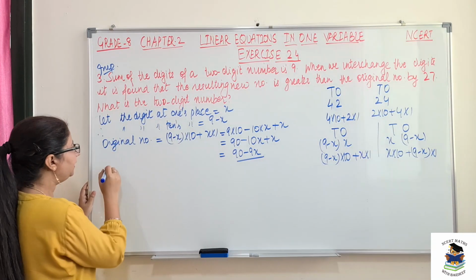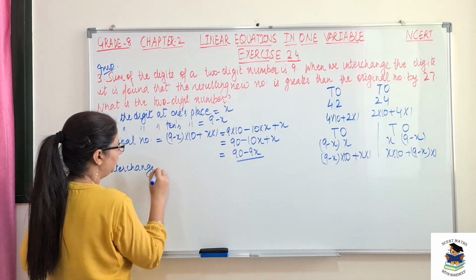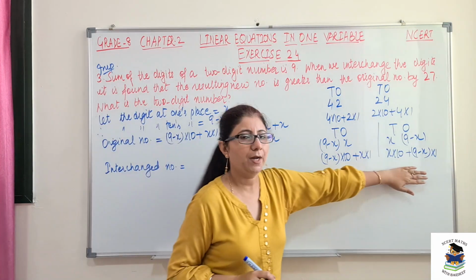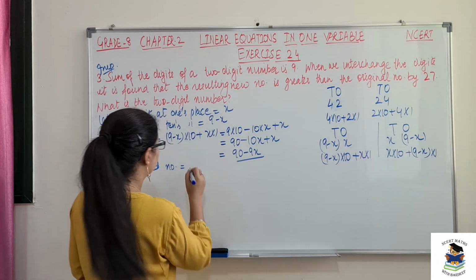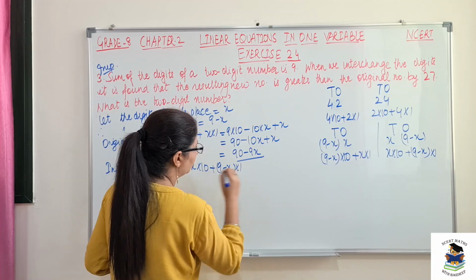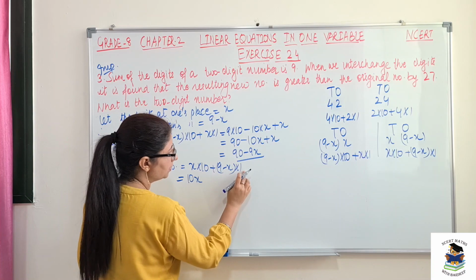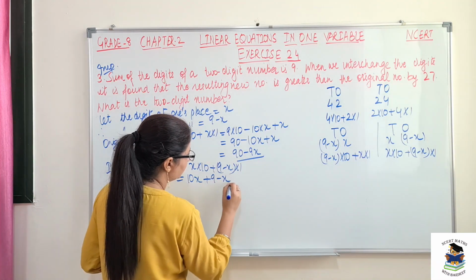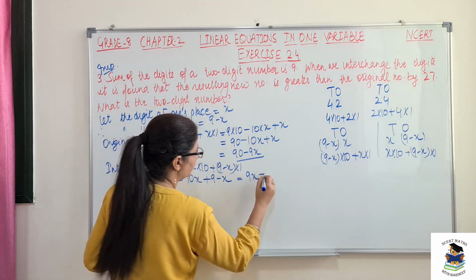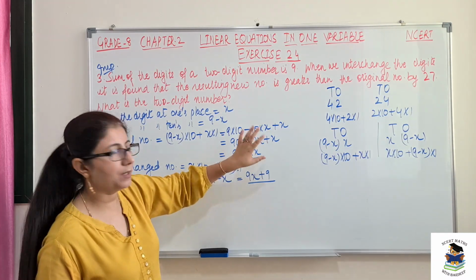So what is my interchanged number? Once we reverse the number, what should I get? This part: x into 10 plus (9 minus x) into 1. So let's solve this. 10 into x is 10x. This is 1, we can ignore this. This is 9 minus x. So 10x minus x is 9x plus 9. So this is my reversed number and this is my original number.